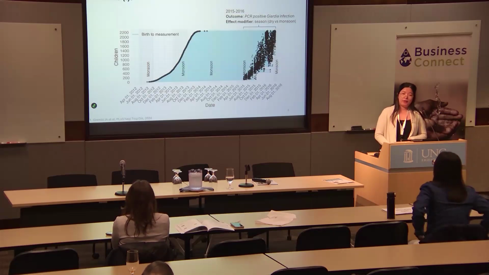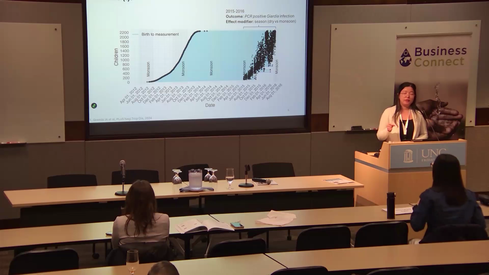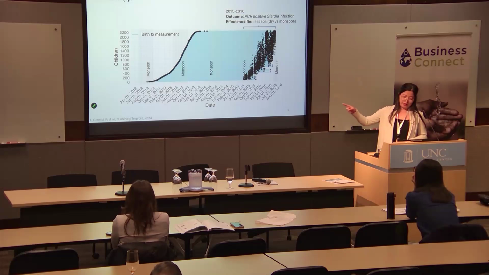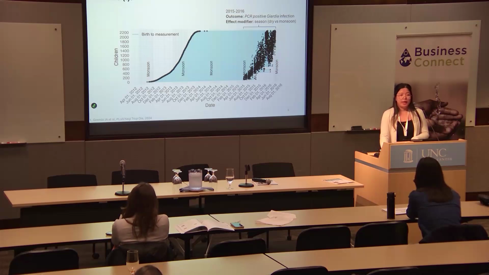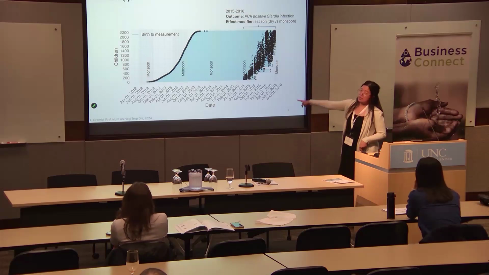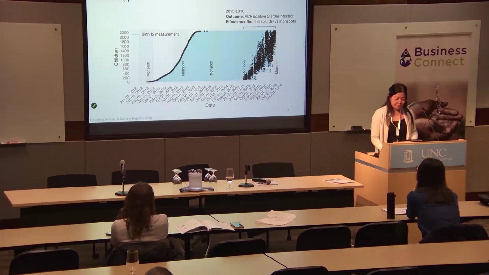This figure illustrates each child from their birth on the left to the time of measurement up until the right part of the figure. Our outcome of interest was the PCR positive Giardia infection measured at end line in 2015 to 2016 through stool samples. For our effect modifier, we had a binary season, dry versus monsoon, at the time of measurement here, as we see on the graph.